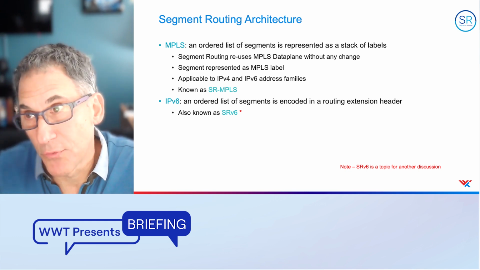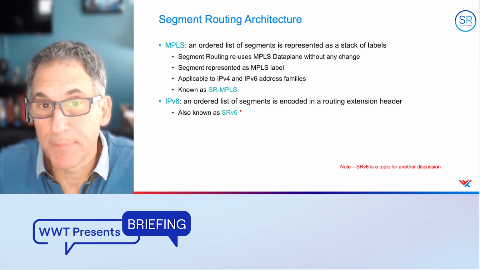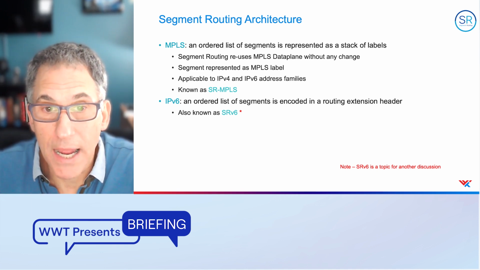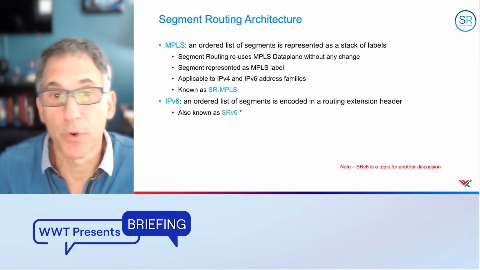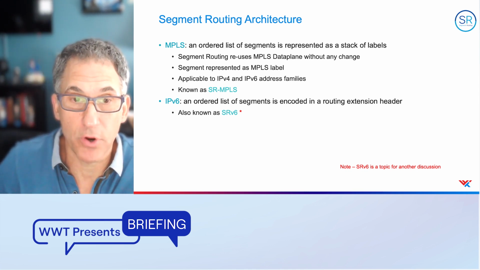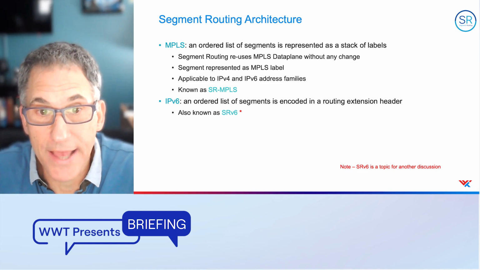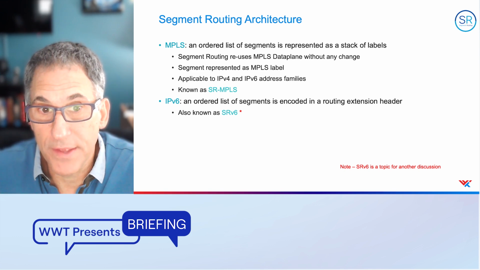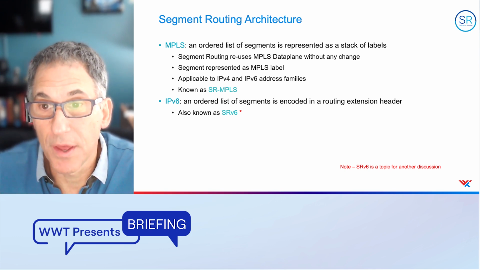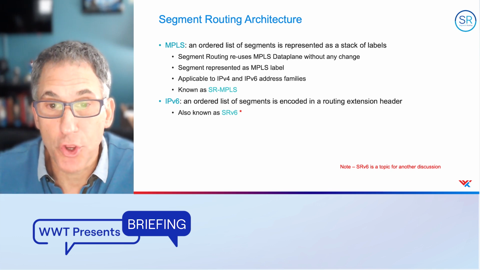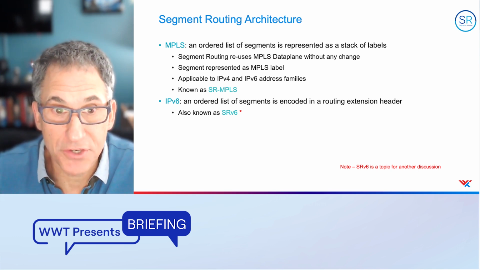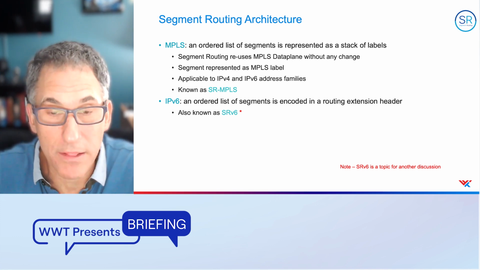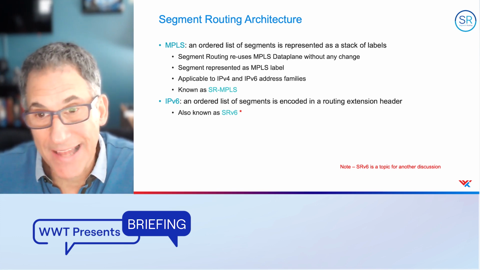So that means we have very seamless migration from an existing MPLS network to a segment routing network. And this is applicable to IPv4 and IPv6 address families. So we can transport IPv6 and IPv4 over an SR-MPLS network. And again, we know this as SR-MPLS. And again, SRv6 is segment routing using the IPv6 data plane. And we can either encode those labels in a routing extension header, which is part of the RFC 2460 IPv6, or we can actually encode them directly in the IPv6 address. And that's a discussion for another time.